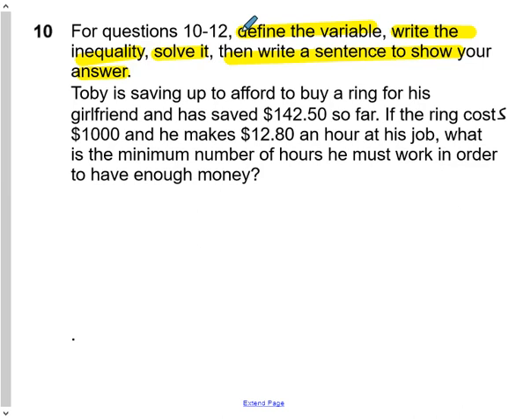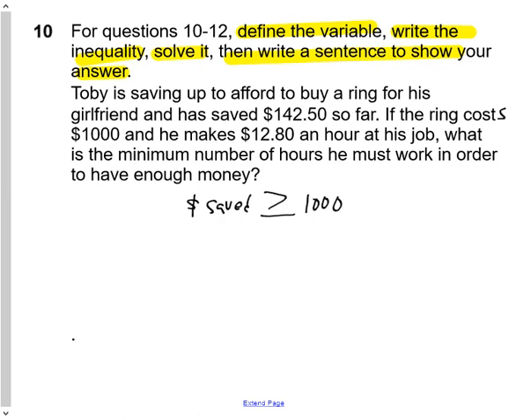So his money saved. The first thing I'm going to do, before I even define the variable, is write that his money saved has to be greater than or equal to, in total, $1,000 if he's going to be able to afford the ring. So his money saved has to be greater than or equal to $1,000 in order for him to be able to afford it.